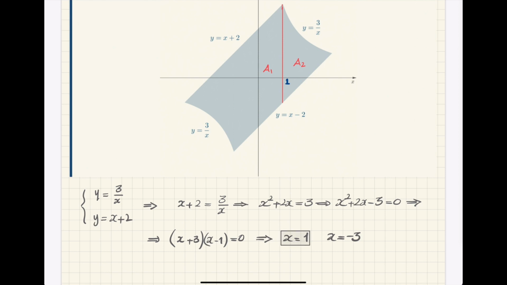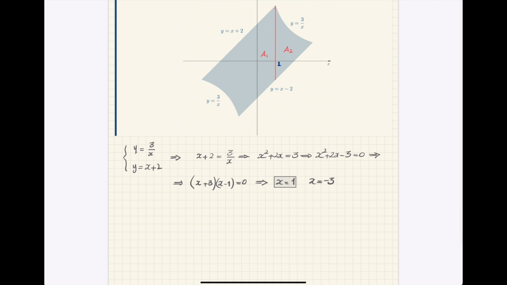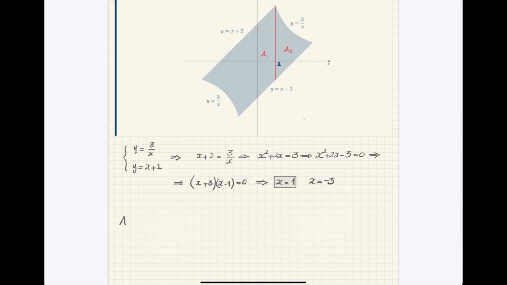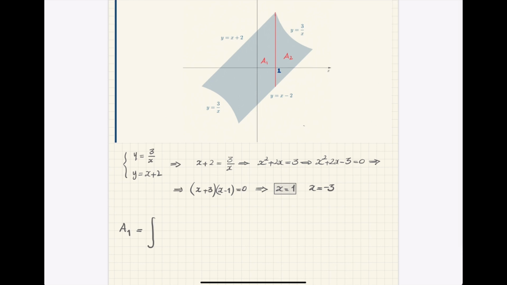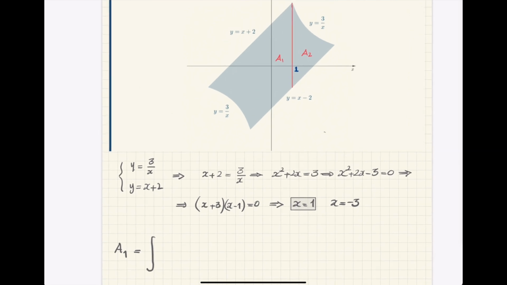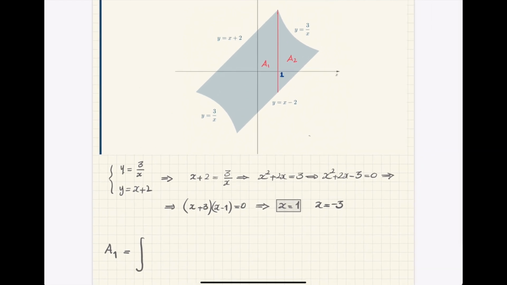Okay, now hopefully let me calculate these separately this time. So A1 is equal to the integral. Okay, can you tell me what are the limits for area number 1 and what is the integrand that I have to write? Yes, what are the limits here? 0 to 1. So 0 to 1 exactly, but can you tell me what is the integrand here?